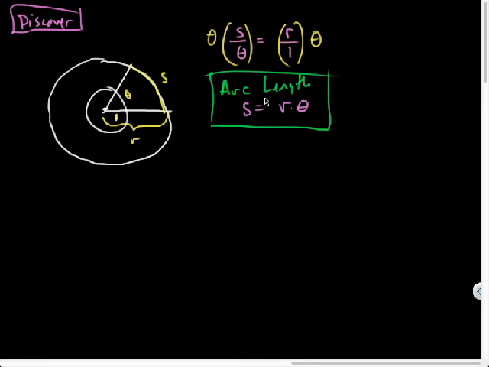And what I want to point out is that r is in radians. Okay, so this formula does not work if you're, nope, I lied. R is in units of length. Theta is in radians. That would make more sense. Theta is our angle.